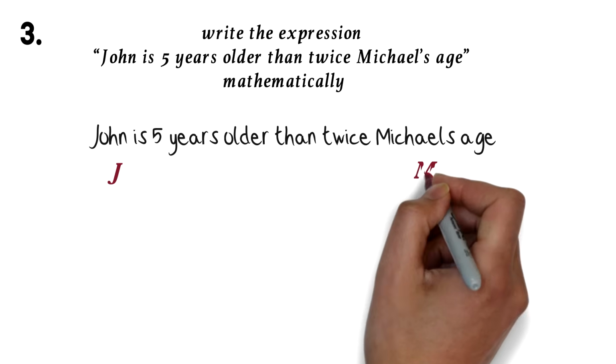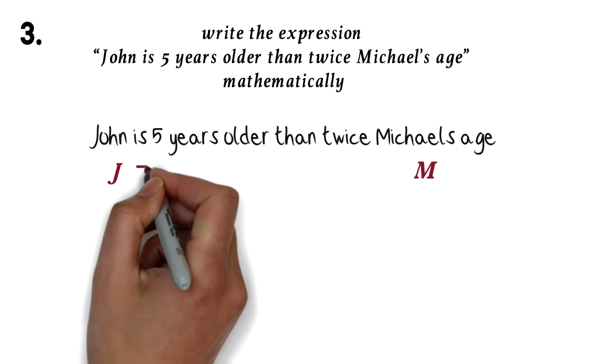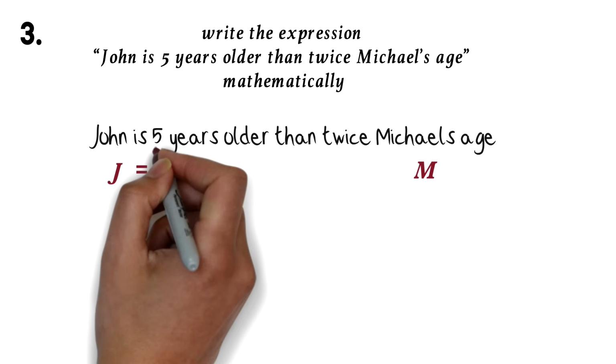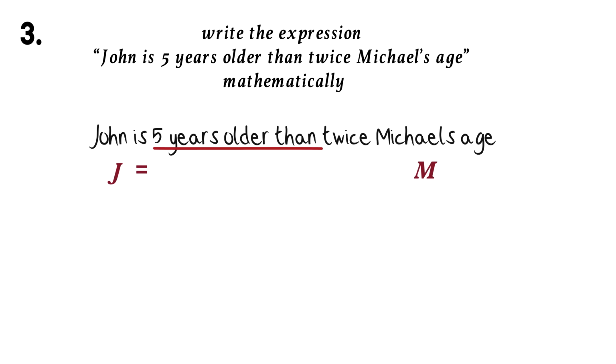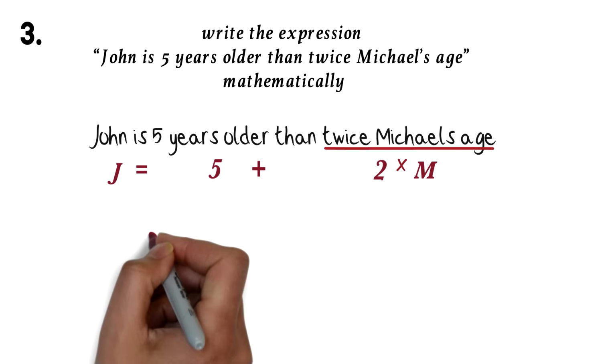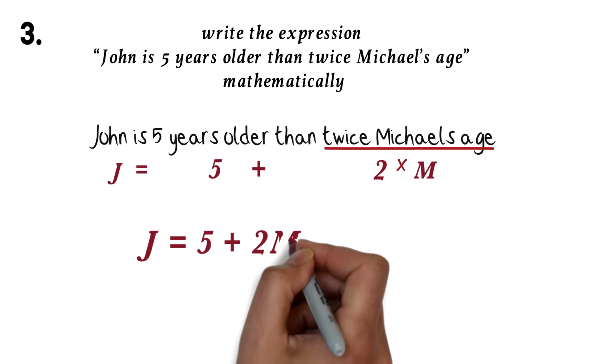We can represent John with J and Michael with M. Is means equal to. 5 years older than will be 5 plus. When you see words like bigger than, faster than, more than, and so on, they mean addition. We know that twice means 2 times. So twice Michael's age will be 2 times m. 2 times m is the same as 2m. So we have j equals 5 plus 2m as our answer.